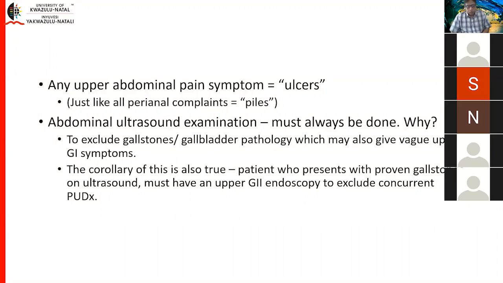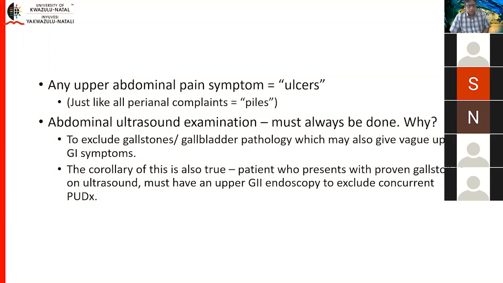Okay, so it is possible, for example, for the gallstones to be asymptomatic and the patient actually has symptoms from a peptic ulcer or reflux or gastritis, which could have been easily treated medically without the need for a laparoscopic cholecystectomy, which may have turned out to be unnecessary.